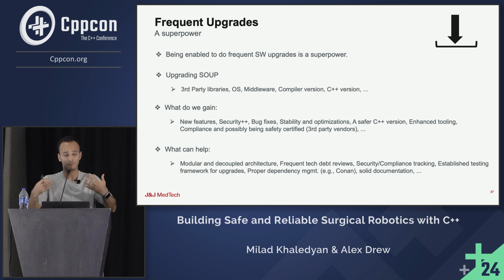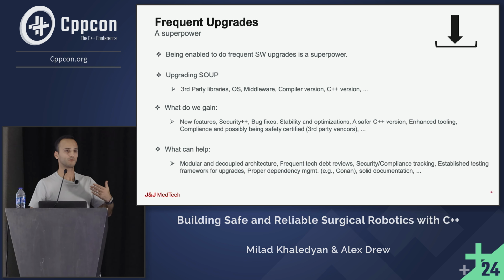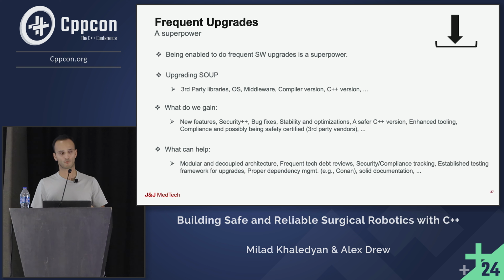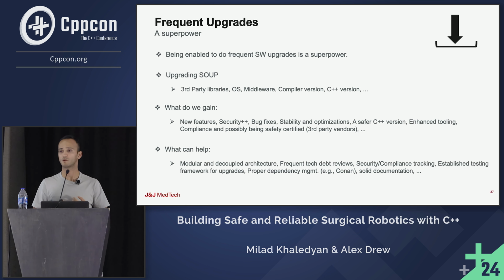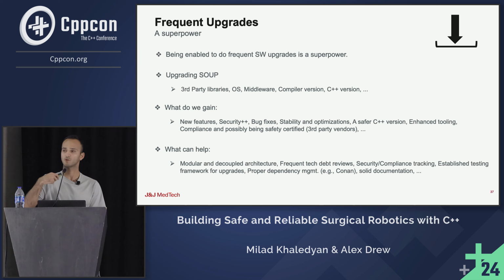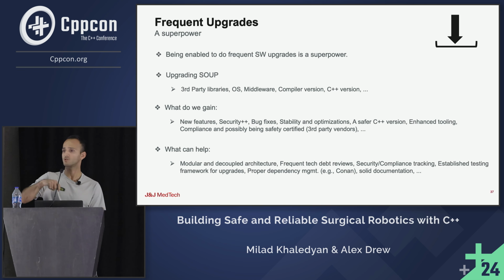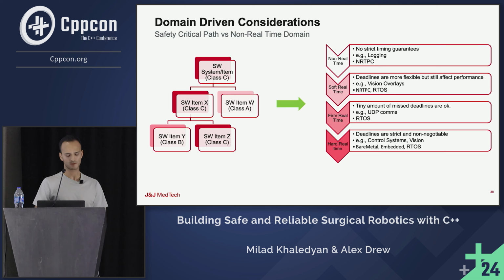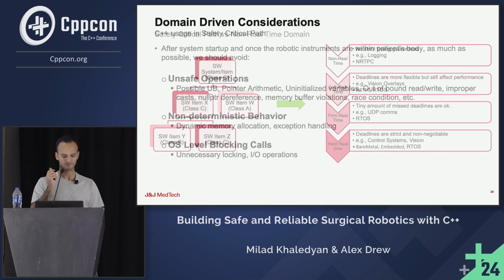Being enabled to migrate away from older version and updating the software, in my opinion, is a superpower. The reason is your developers get access to new features. You address a lot of bugs within those older software, and most importantly, the vulnerability. You address a lot of vulnerabilities. So just being able to reduce that tech debt and being able to migrate away from older version to new version is extremely important. So getting back to this slide on the non-real-time, soft real-time, firm and hard real-time.